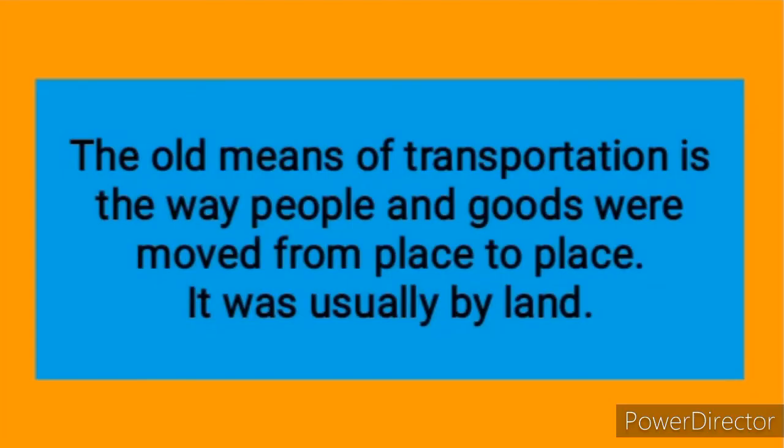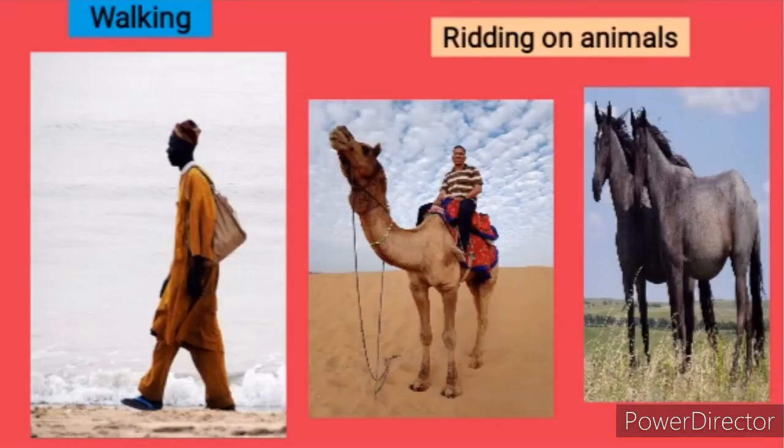The old means of transportation is the way people and goods were moved from place to place, and it was usually by land. You can see the old means of transportation here. In the olden days, people had to walk long distances. Whenever they wanted to go anywhere, they would either walk or ride on animals. Camels, donkeys, and horses were the animals that people rode on in the past.